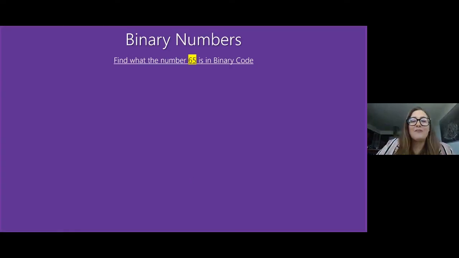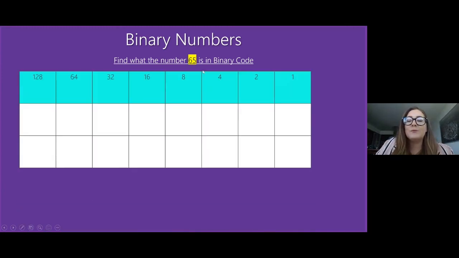Okay, so here we have: find what the number 65 is in binary code. We do this using our magic number line. That's what I call it, because it literally is.